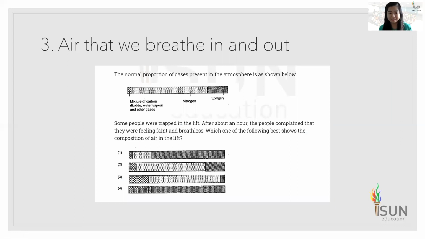All right, let's test out a question. Over here, this is a common mistake made by students. Some people were trapped in the lift. After about an hour, the people complained that they were feeling faint and breathless. Which one of the following best shows the composition of air in the lift? Now take 10 seconds to look at this question and decide your answer.